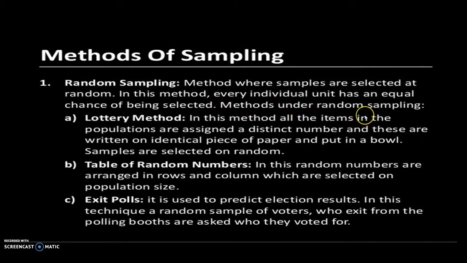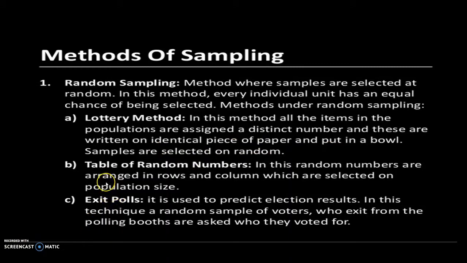Methods under random sampling: lottery method, table of random numbers, and exit polls. These are the different methods of random sampling. So the first one is the lottery method. In this method, all the items in the population are assigned a distinct number and these are written on identical pieces of paper and put in a bowl. Samples are selected at random.